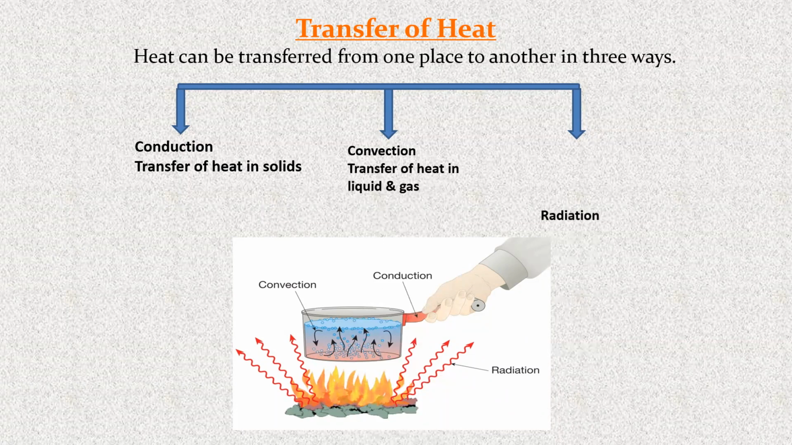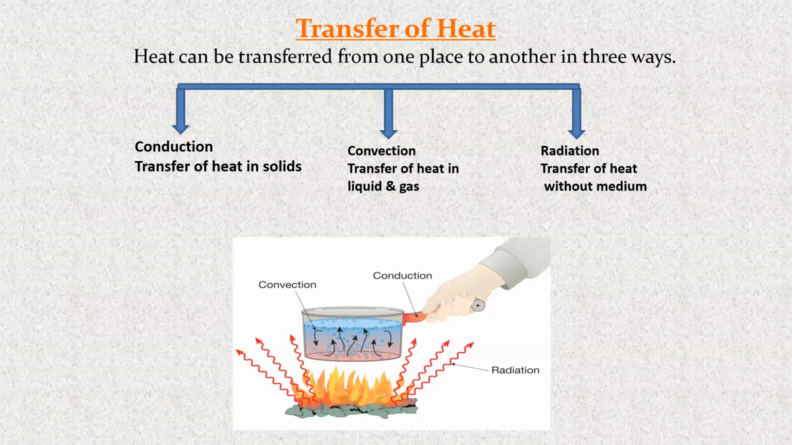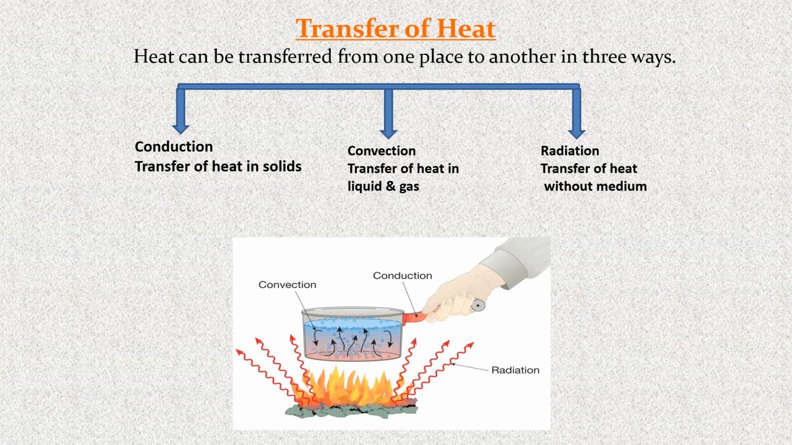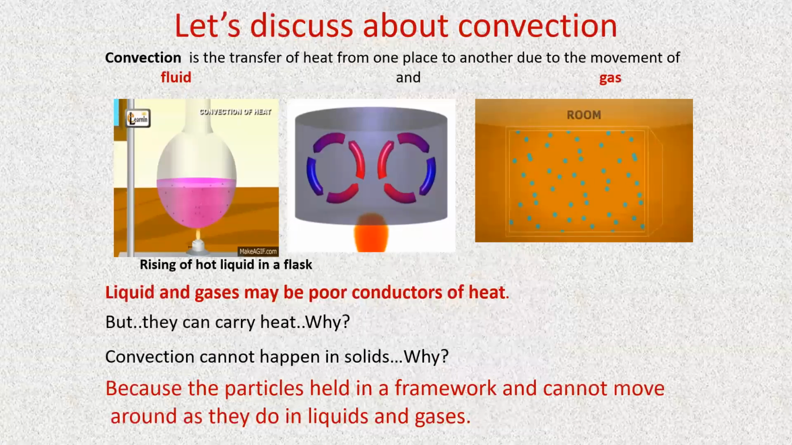And the third one is radiation, for which no medium is required for propagation. It is the transfer of heat without a medium, just like the radiation coming from the sun to the earth. It passes through a vacuum. There is no medium, but it reaches the earth. So this is called radiation.